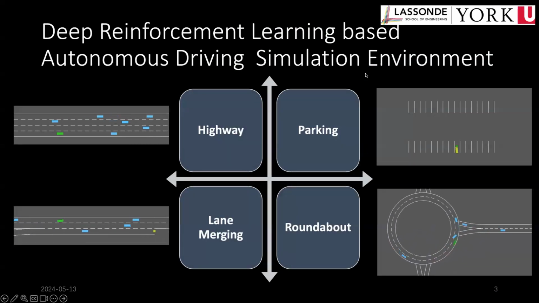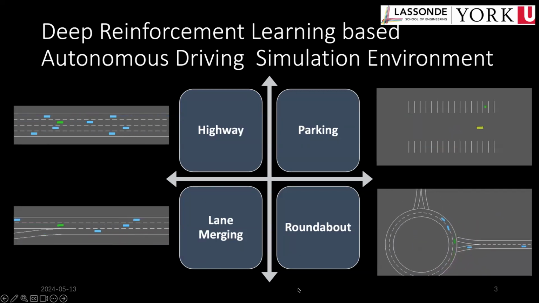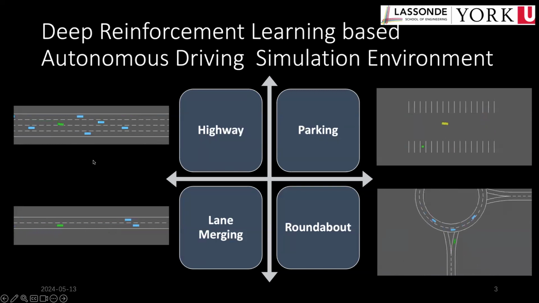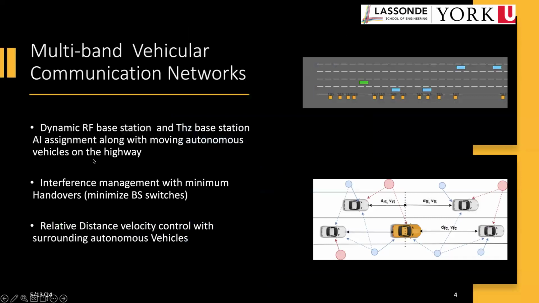So we incorporate the highway environment, which is the basis of our study, and we choose the upper left one for the highway environment in this study. In our multi-band vehicular communication network, we have two different types of base stations: radio frequency (RF) base stations and terahertz base stations. You can see the target vehicles need to connect with the fastest base station to maximize their data rate at handover, and also have to avoid collisions through lane changes.